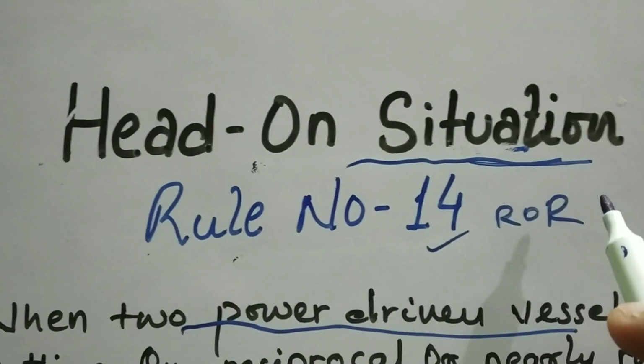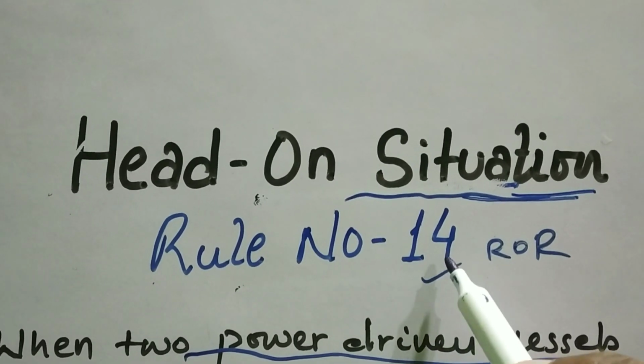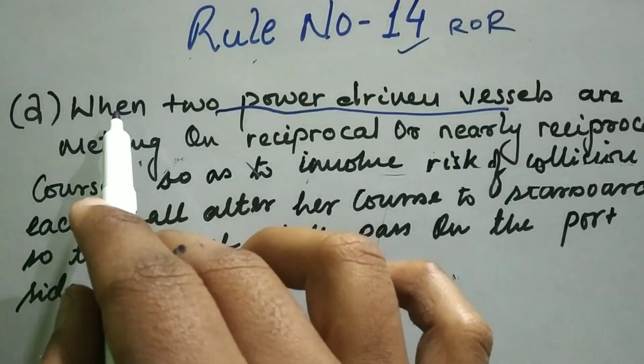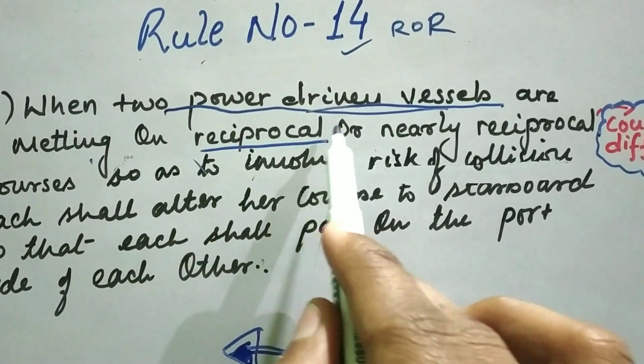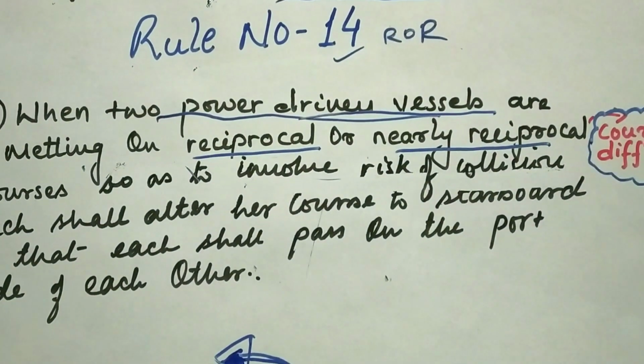And welcome. In this video I am going to discuss the head-on situation of the Rules of the Road. That is Rule number 14. Part A of this rule says that when two power-driven vessels are meeting on reciprocal or nearly reciprocal courses so as to involve risk of collision.